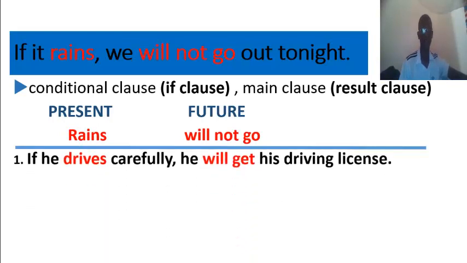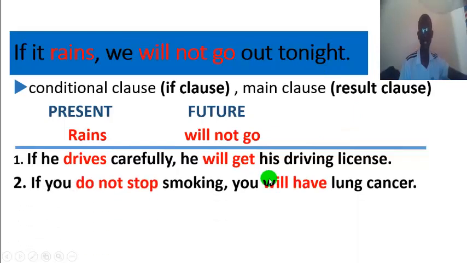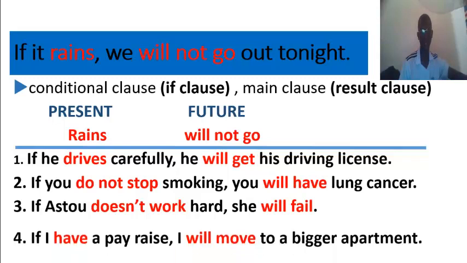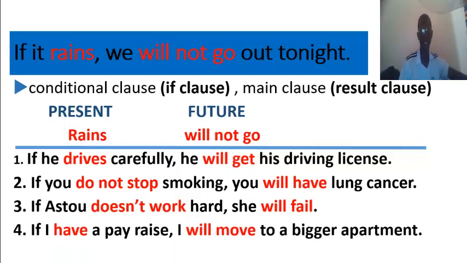If he drives carefully, he will get his driving license. S'il conduit prudemment, il obtiendra son permis de conduire. If you don't stop smoking, you will have lung cancer. Si tu n'arrêtes pas de fumer, tu auras le cancer des poumons. If Astu doesn't work hard, she will fail. Si Astu ne travaille pas dur, elle va échouer. If I have a pay raise, I will move to a bigger apartment. Donc, si j'ai une augmentation de salaire, je vais aménager dans un plus grand appartement.